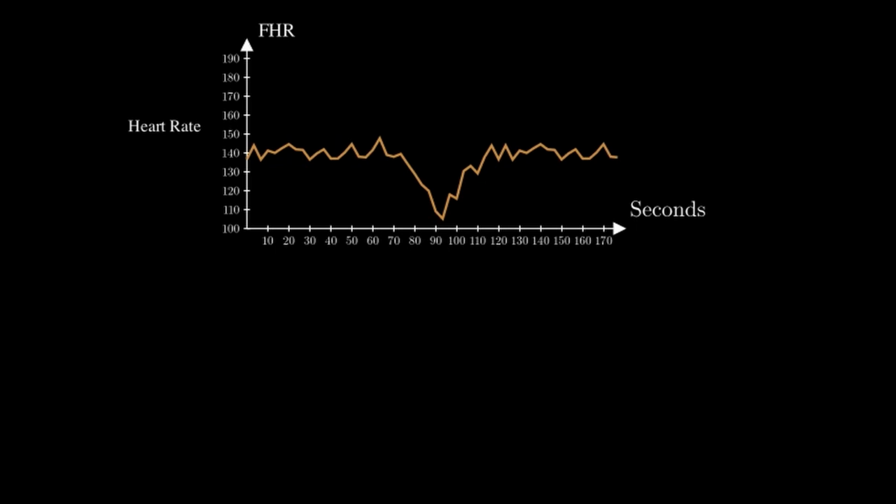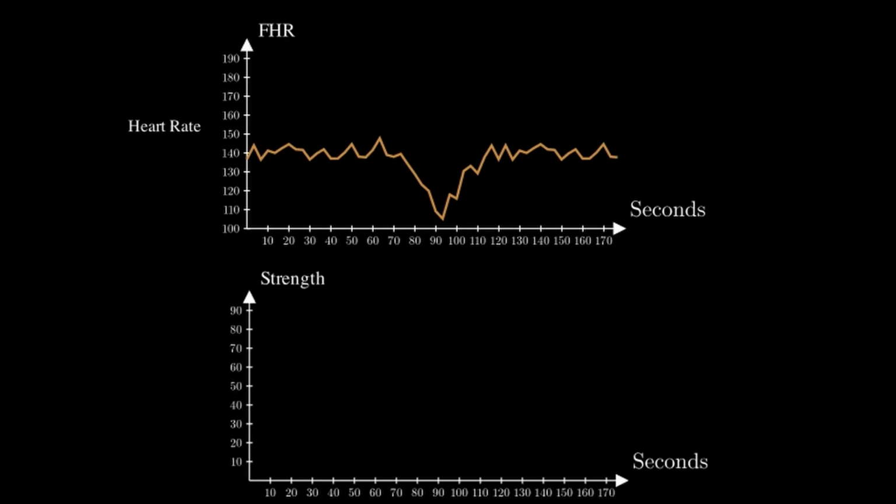When looking at a decel, we care about how long the decel is, whether it's less than 30 seconds in time or greater than 30 seconds in time. We also care about something called the nadir. The nadir is the lowest point of the deceleration, so in this case, the nadir of this deceleration occurs at approximately 92 seconds. The bottom graph in our NST represents contractions. The x-axis is again seconds, and the y-axis is the strength of contraction. So you can see here we have one contraction occurring at approximately the time of the decel.